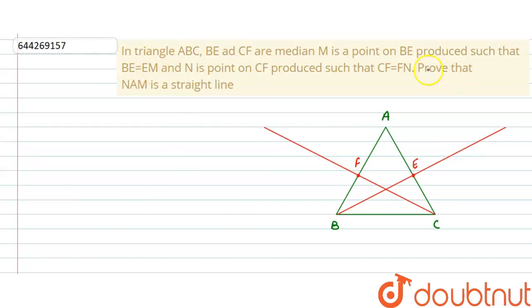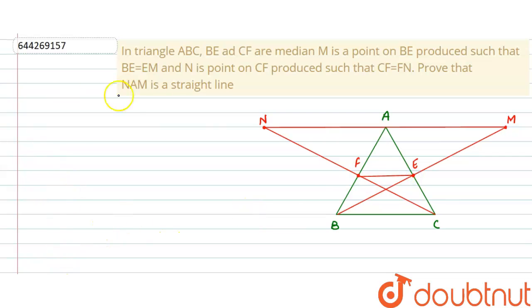Now it is said that M is a point on BE produced. So this is the point M. And it is said that BE is equal to EM and N is a point on CF. So this is CF, this is N, and we need to prove NAM is a straight line. So I will join these 2 points as well. And I will join F and E. Okay, so this is our diagram.